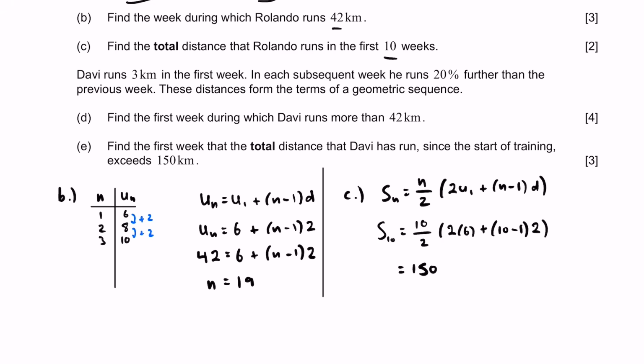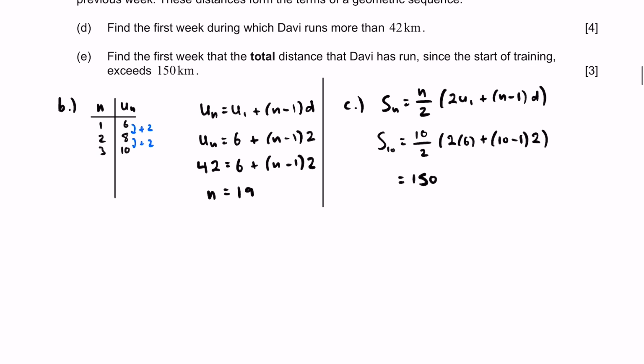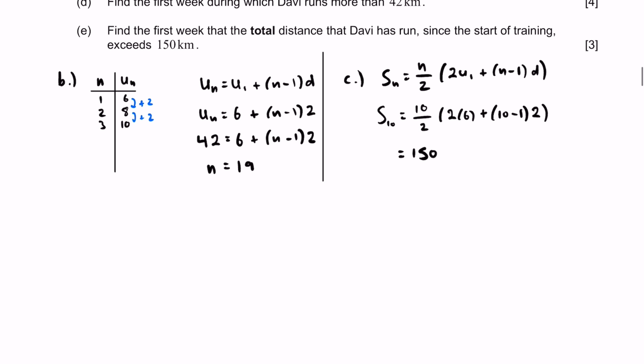4-mark question. Okay. So like I mentioned earlier, this is kind of a classic question. Arithmetic sequence, geometric sequence, and then finding the intersection of these two. So, first part D, find the first week during which Devi runs more than 42 kilometers. We'll solve this using the same process, or similar process as we did for arithmetic, but we'll just use our geometric. So I actually want to draw a table once again. So let's set this up. So I think this is D.